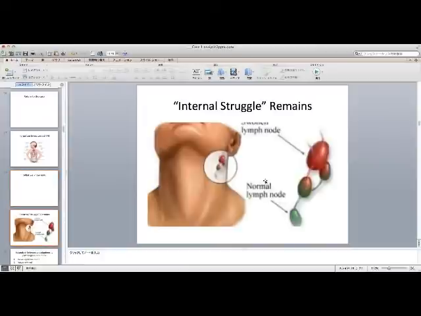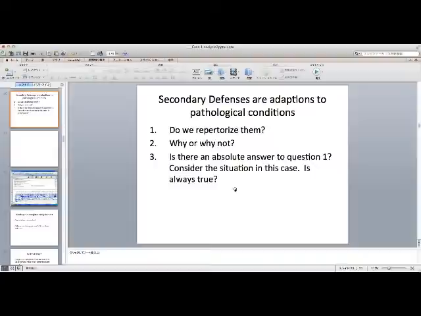So what do we know now? Now we know that he has an internal struggle in these glands here at his neck. Okay, and this is a very typical symptom of IM, infectious mononucleosis. And he has other symptoms. I'm not going to go over them, but these are all places where there appears to be a struggle or a chronic infection going on. So, in summary, the secondary defenses are adaptations to pathological conditions.